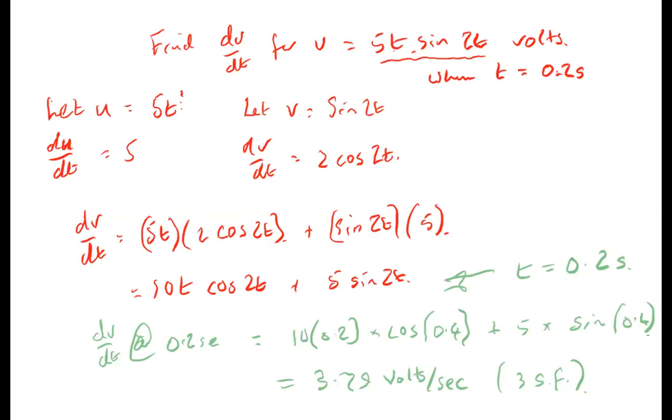How come it changes from 0.2 to 0.4? Because it's 2 times 0.2. Oh, right. Here you've got 10 times t, which is 10 times 0.2. Then you've got the cosine of 2t, so 2t is 0.4. All right?